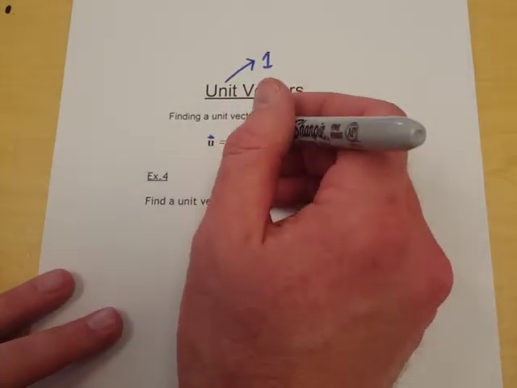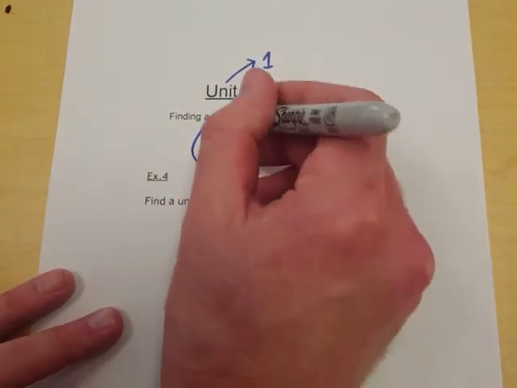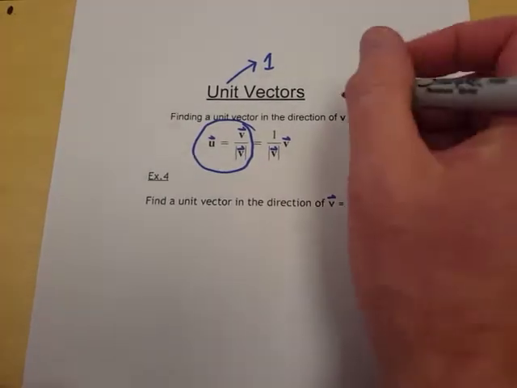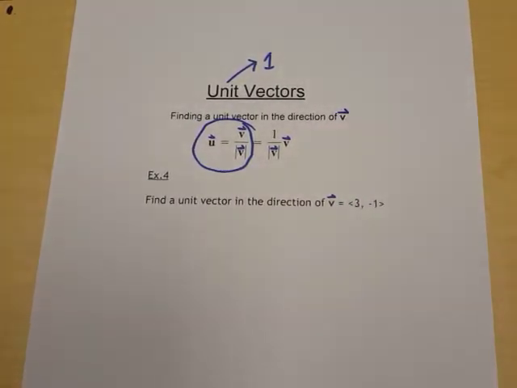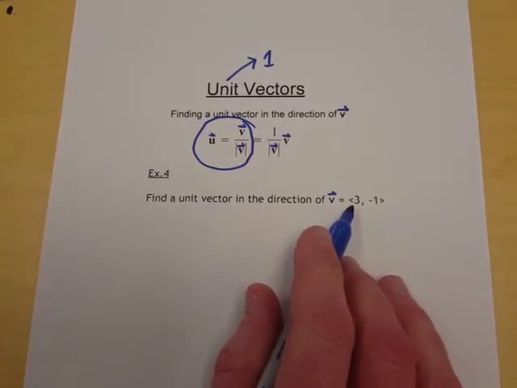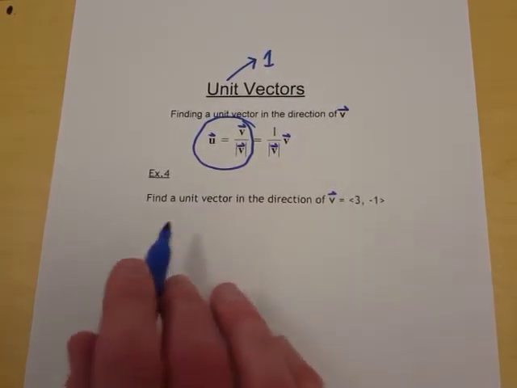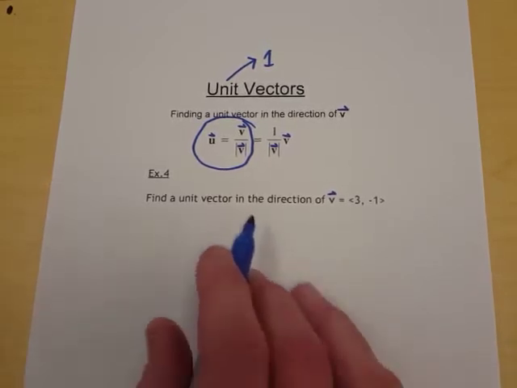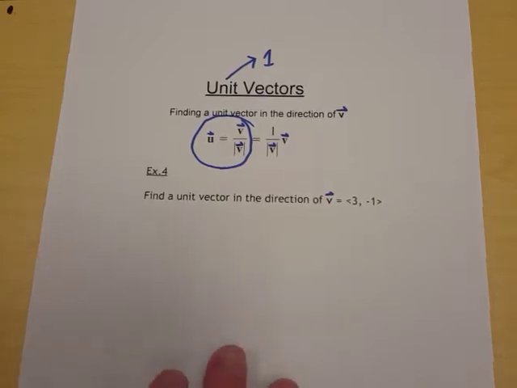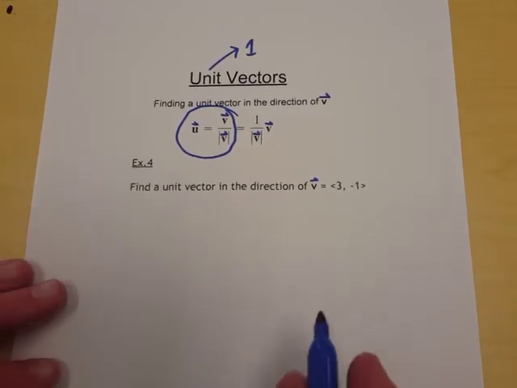We have a formula for finding that. So this is the formula for a unit vector in the direction of some vector v. And we'll do an example of that right now. The vector v that they're wanting us to work with is ⟨3, -1⟩. So if we want to find a unit vector that's in this direction, so it's going the same direction as that one, but it's only got a length of 1 when all is said and done.